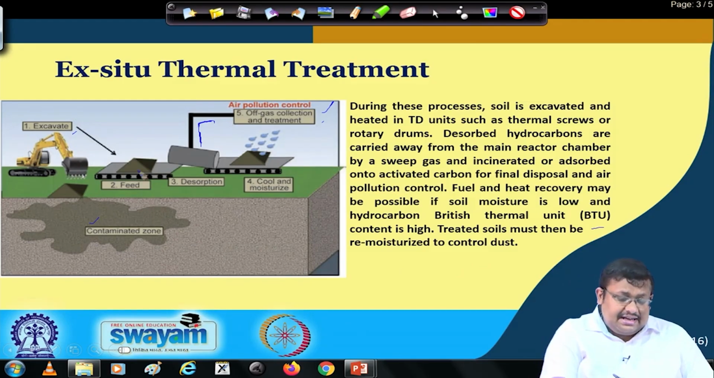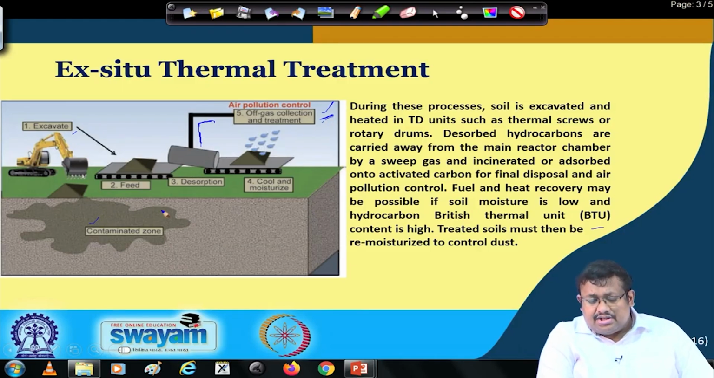So, you can see here, first we excavate the soil and then we feed it into this TD unit. In the TD unit, the dissolved hydrocarbons in gaseous form are collected in the air pollution control, and then they are further treated with activated carbon for final disposal into the air. The treated soil is cooled and moisturized to control the dust. So, this is how this ex situ thermal treatment is done.